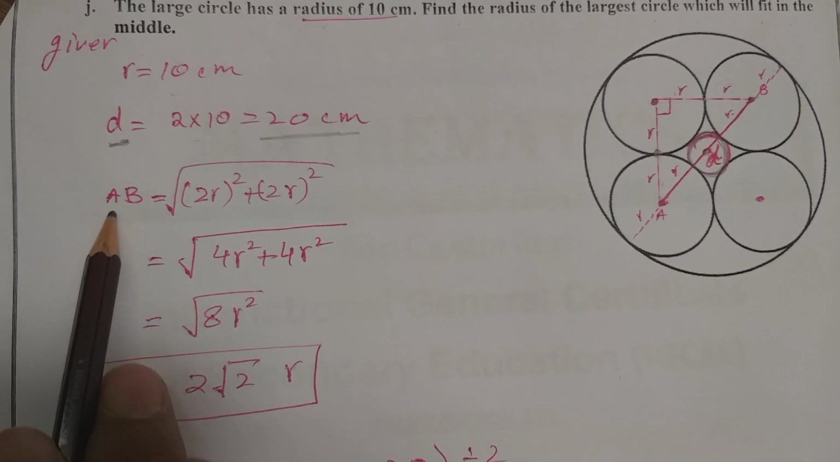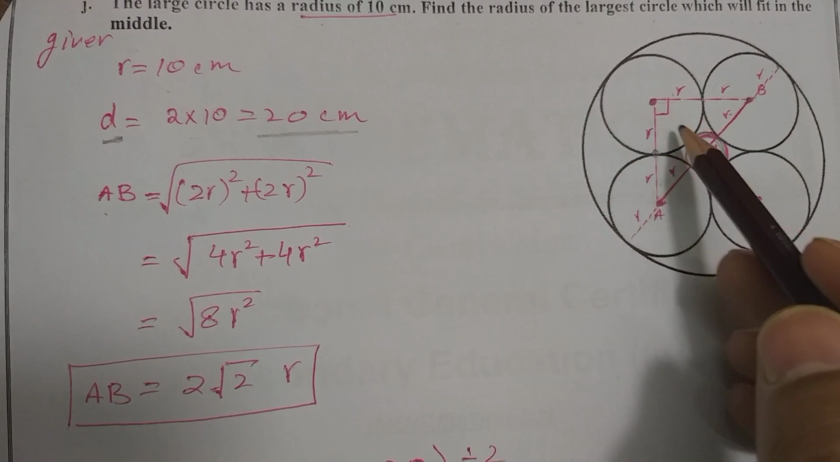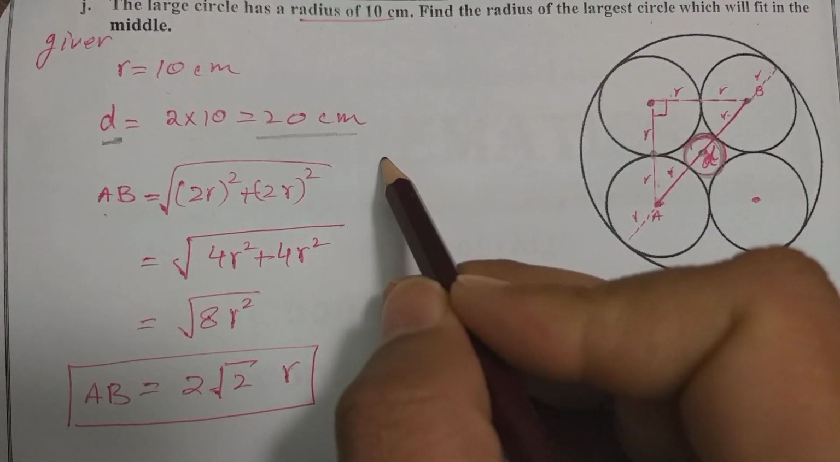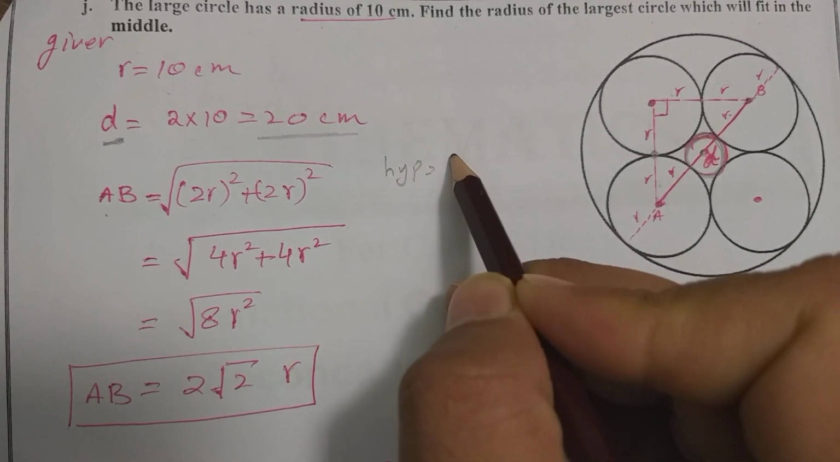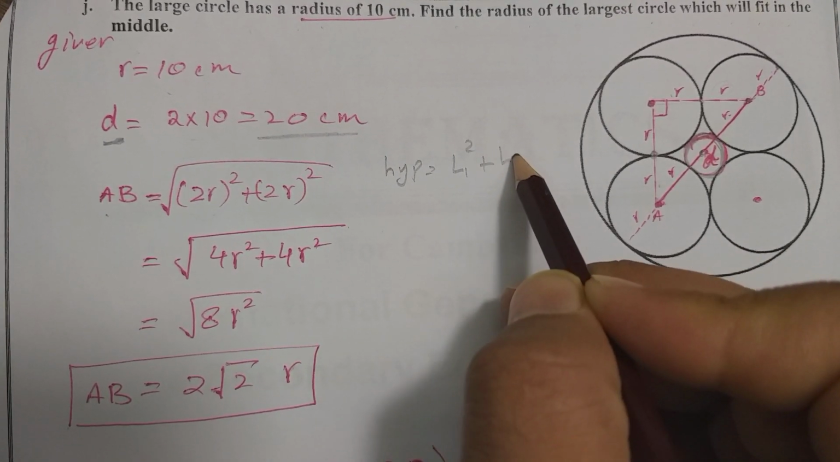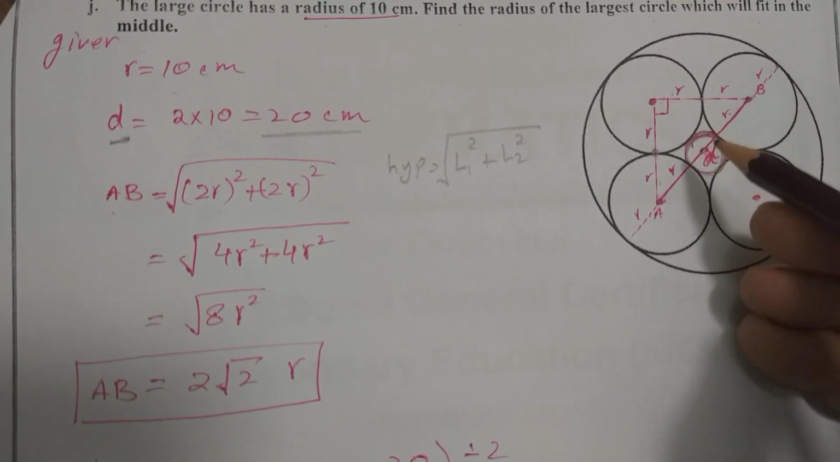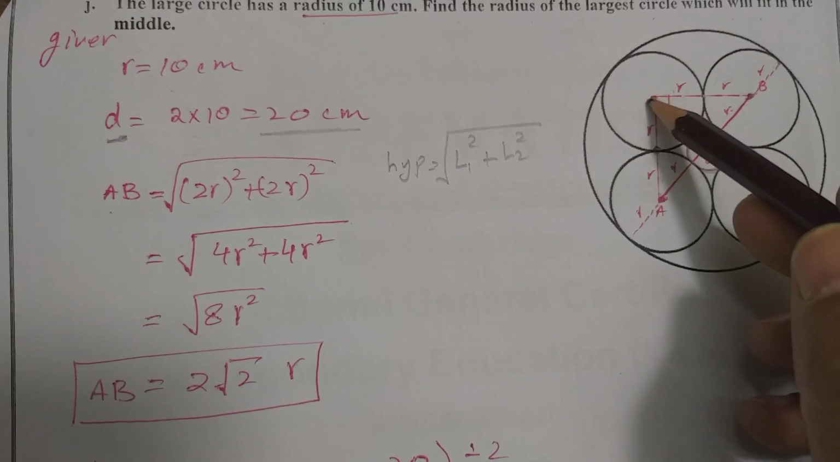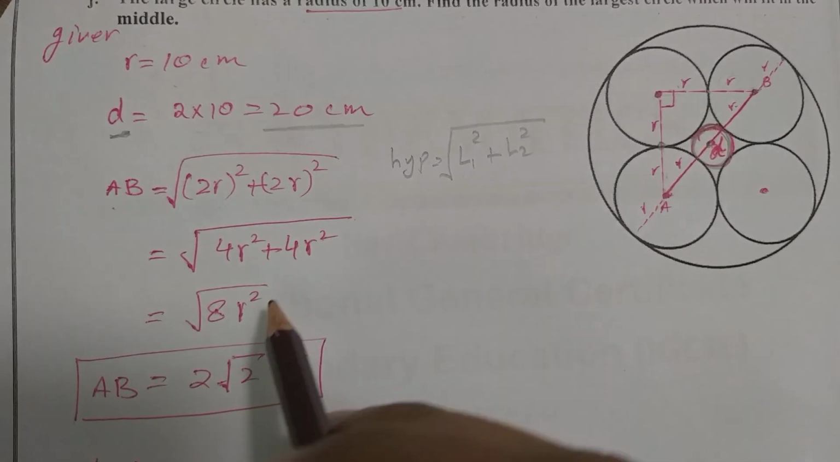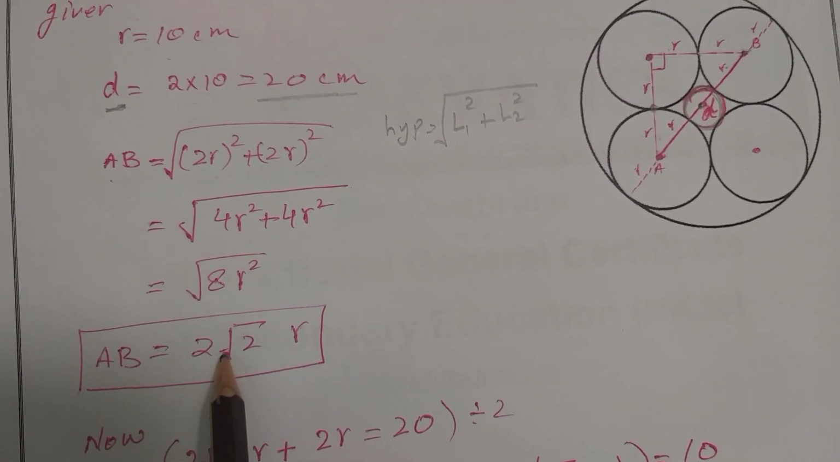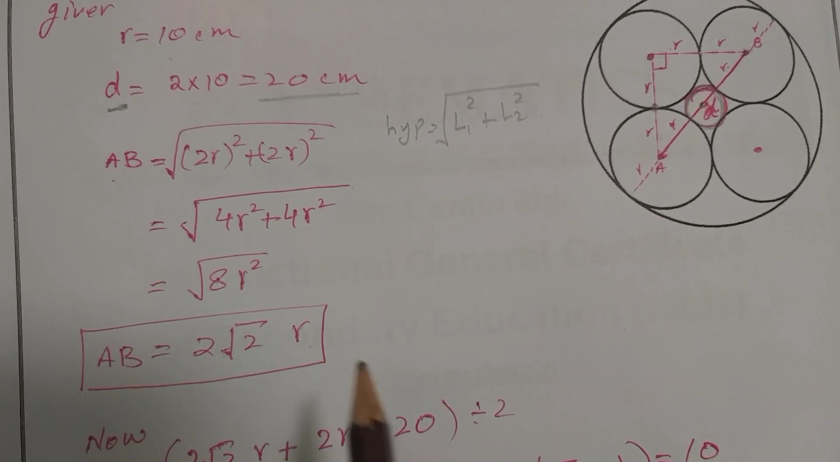So AB equals the square root of (2r) squared, because by the Pythagoras theorem the hypotenuse equals length 1 squared plus length 2 squared, and then take the square root. Now length 1 equals 2r, length 2 also 2r. Simplify them and you find 8r squared. If you simplify, you will get AB equals 2 square root 2 r.